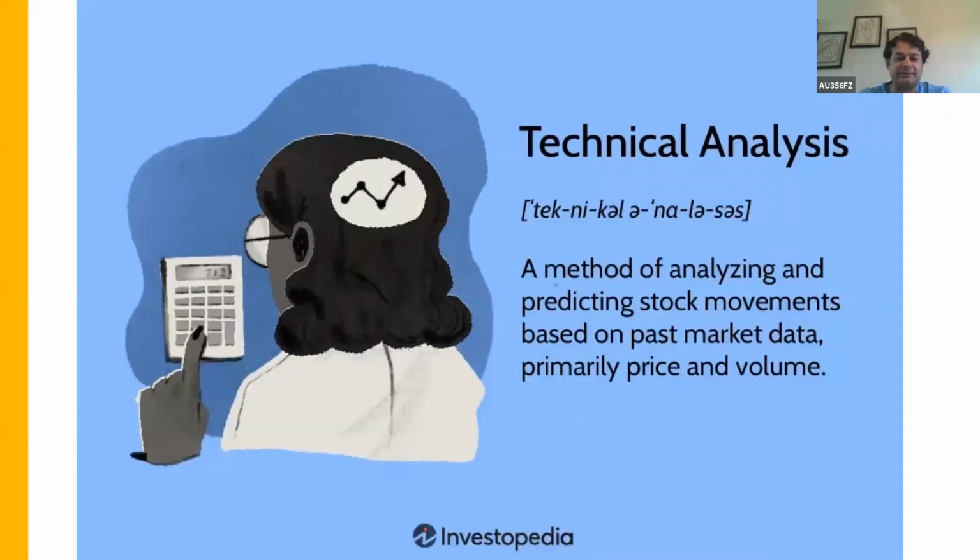So moving on, a quick Investopedia definition of what is TA, technical analysis. It's a method of analyzing and predicting stock movements based on past market data, as I said, and it collects, or any charting software all across the world would have, the tick level data. And tick level is what I initially mentioned.